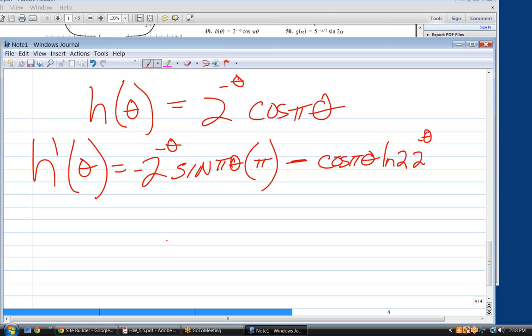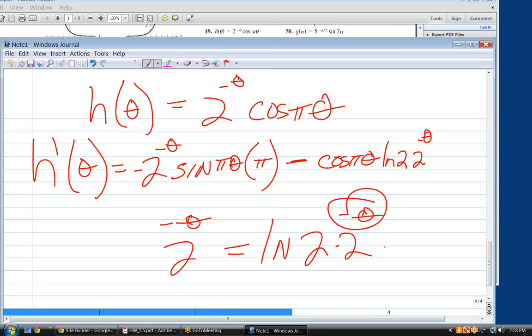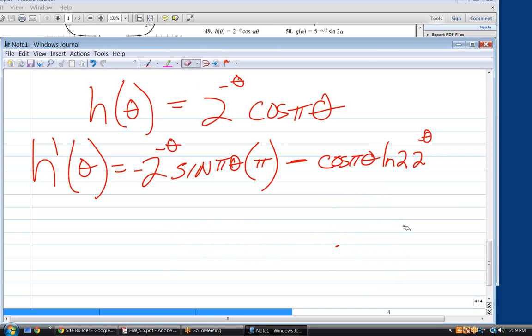If I had 2 to the theta, and I said, what's the derivative of that? That would be natural log of 2 times 2 to the theta. But when I have 2 to the minus theta, it's the natural log of 2 times 2 to the minus theta times the derivative of the inside, which is minus 1. In other words, you have to still apply the chain rule. Got it.